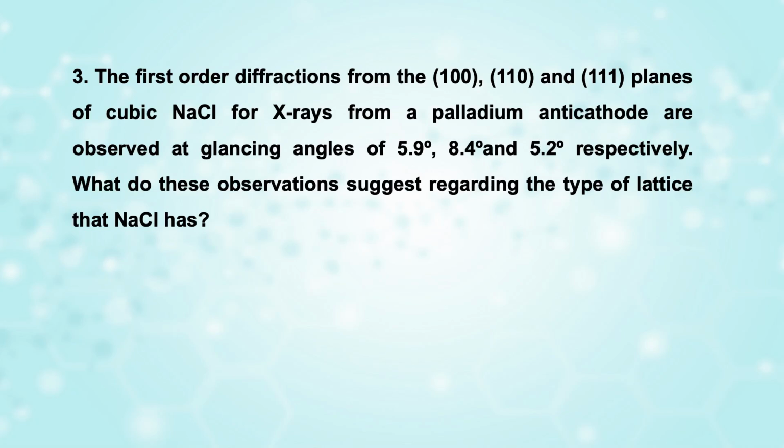First order diffractions from the 100, 110 and 111 planes of cubic NaCl for X-rays from a palladium anticathode are observed at glancing angles of 5.9 degree, 8.4 degree and 5.2 degree respectively. So, what do these observations suggest regarding the type of lattice that NaCl has?